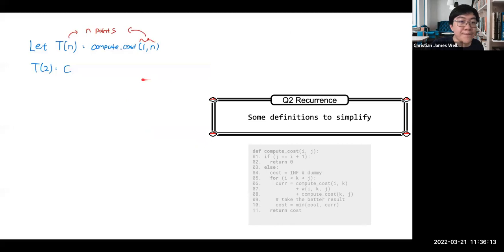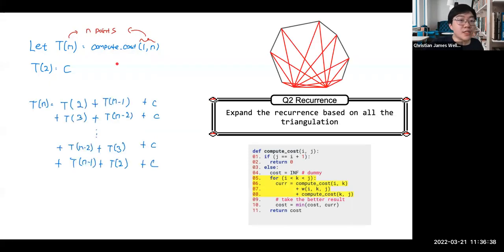So some definitions to simplify. Let's say the algorithm computing the cost from 1 to n, which involves the endpoints, I simplify to say T(n). And the base case, if it only involves 2 points, is a constant. So this is the recurrence. Remember, we are trying all the triangles, right?